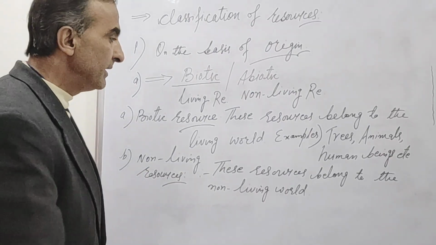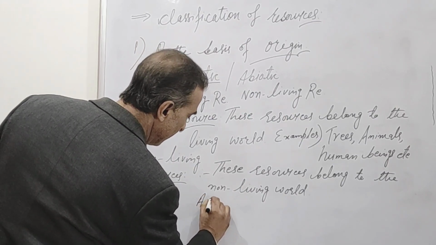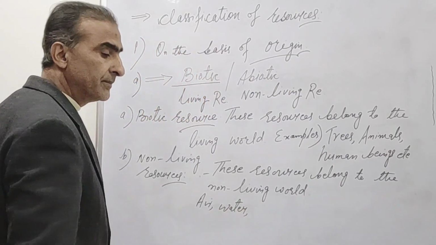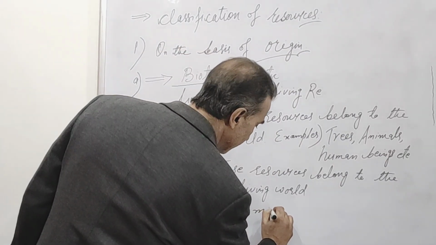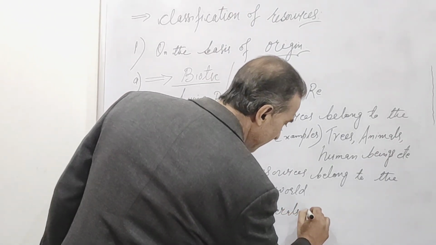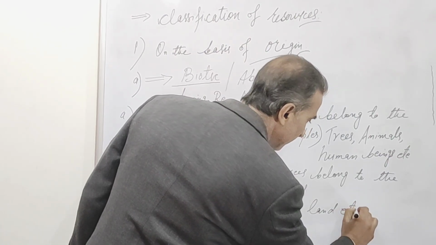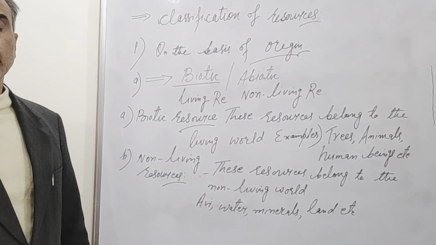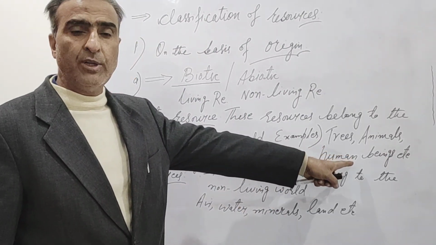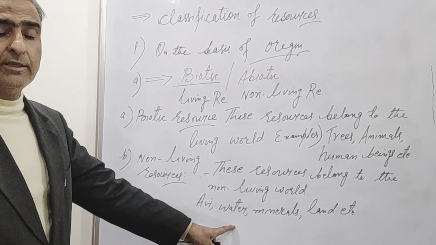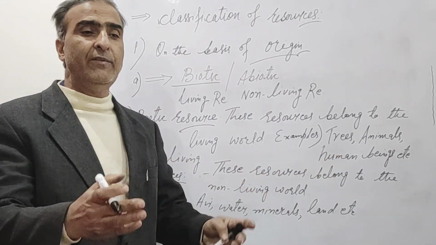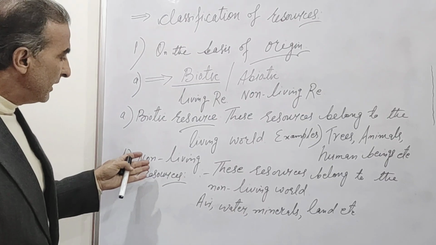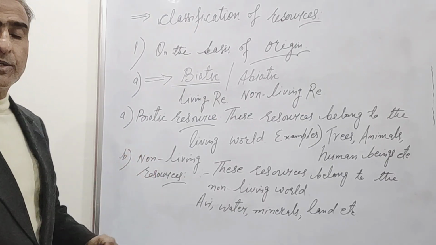Now, for example, we can write here air, non-living; water, non-living; minerals, non-living; land, non-living; etc. Now, actually, all these things are natural. Why are we writing only the living and non-living things which are natural resources, as the biotic resources and the abiotic resources or non-living resources?